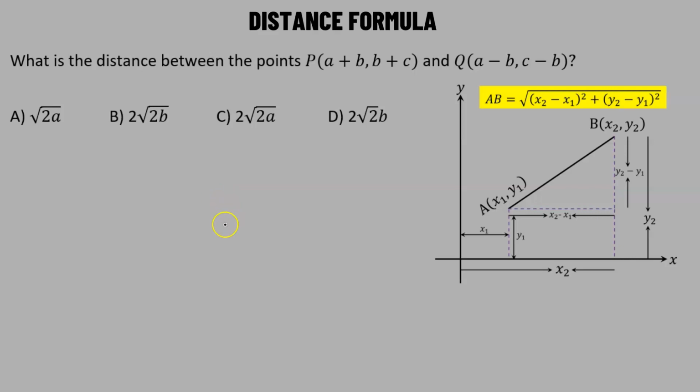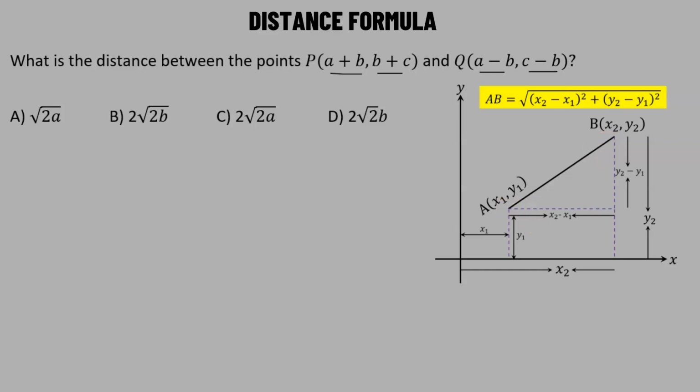So here we need to find out the distance between the points P and Q. The coordinates of point P are given: the x coordinate is a plus b and the y coordinate is b plus c. Point Q has the x coordinate a minus b and the y coordinate c minus b. In order to find the distance between the points P and Q, we'll be taking the help of the distance formula.